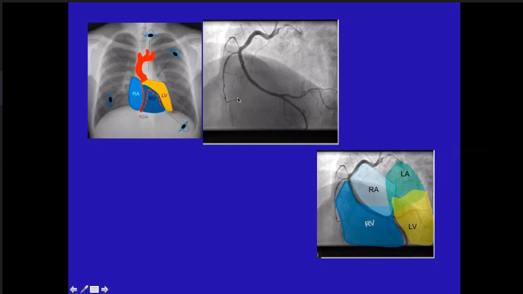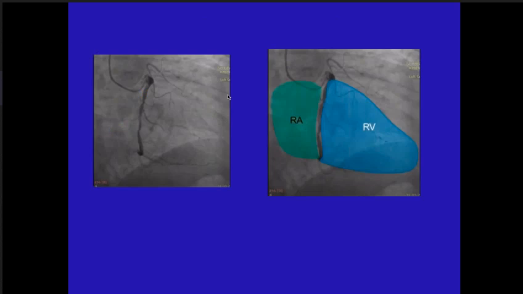Okay. This is the acute marginal branch forming the anterior cardiac border in the LAO view. Now these figures you have to memorize, not memorize, understand. Okay, this is the simplest view of it. When you do an RAO of the right coronary angio, the left heart chambers are all hidden behind the RA and LA. LA lies behind the RA here, and LV lies behind the RV here.